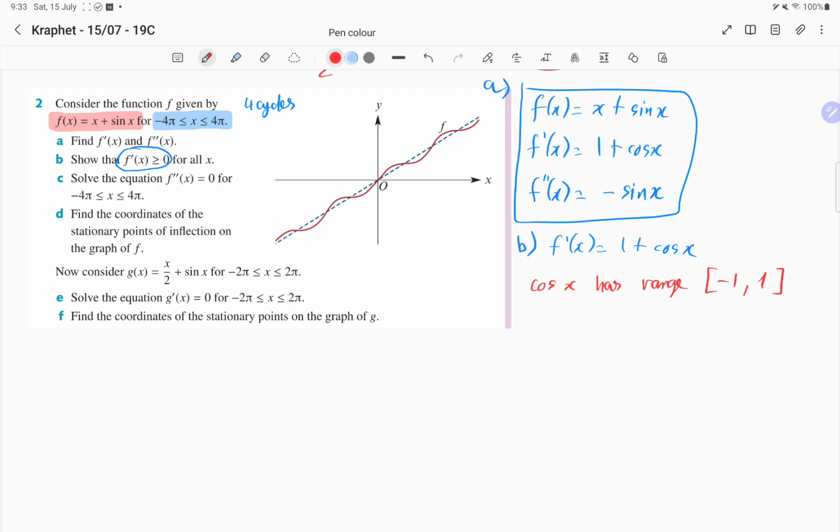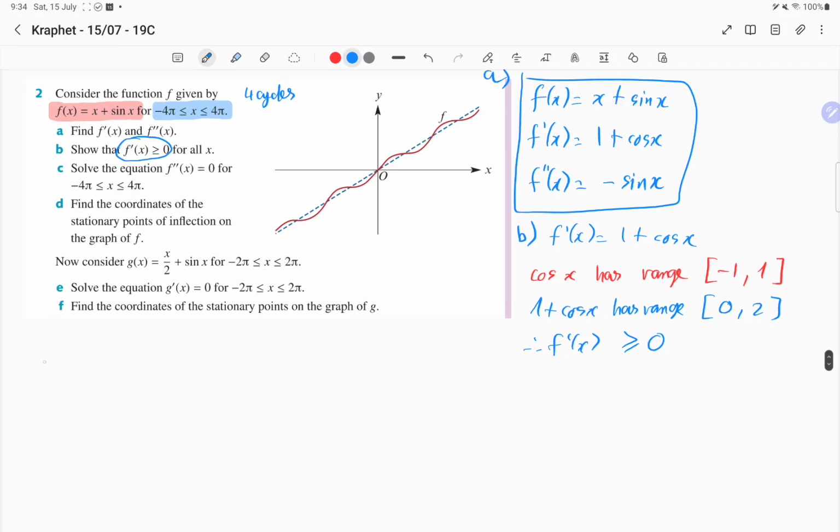So since cos x has a range from negative 1 to 1, 1 plus cos x has a range of 0 to 2, because you are adding 1 to everything. Therefore, f'(x) is always greater than or equal to 0. You have to actually use mathematical reasoning, and the key is using the idea of range and domain.